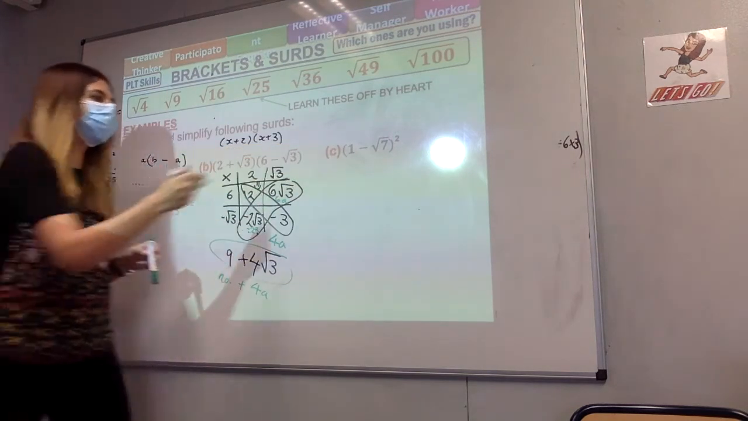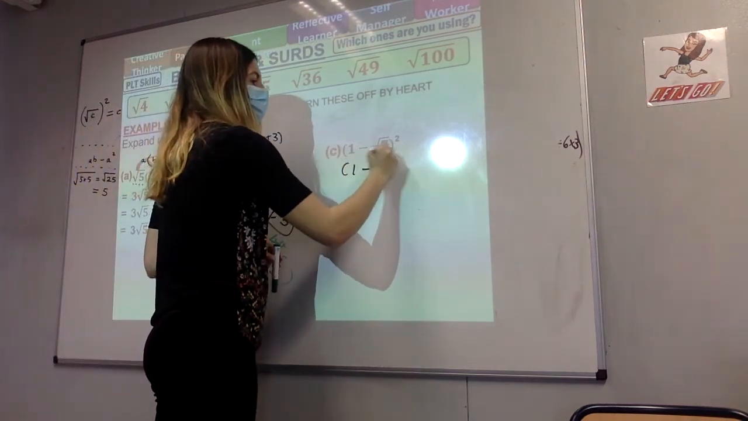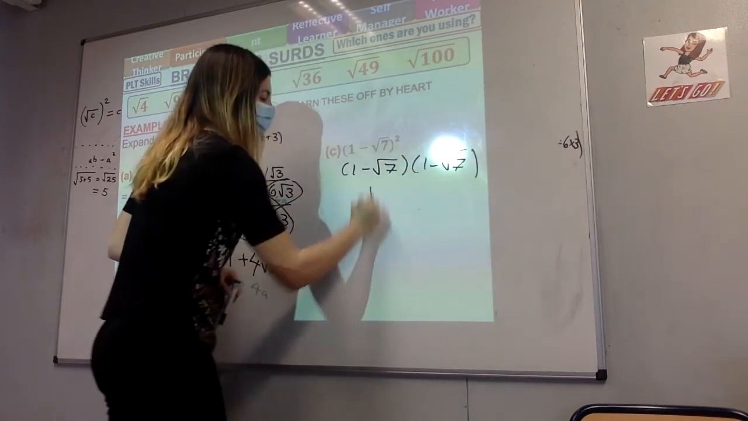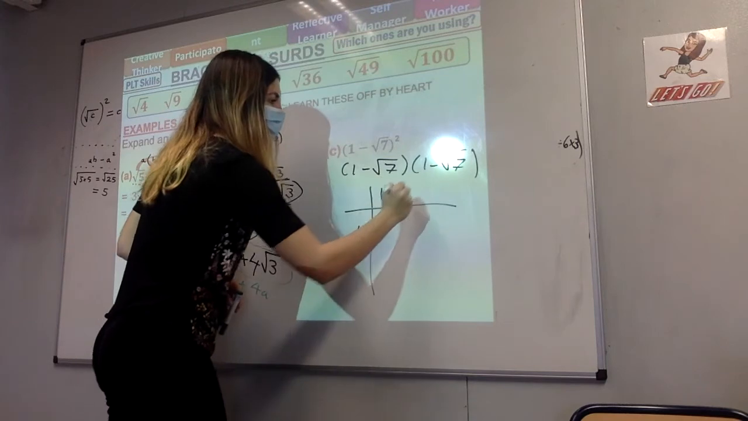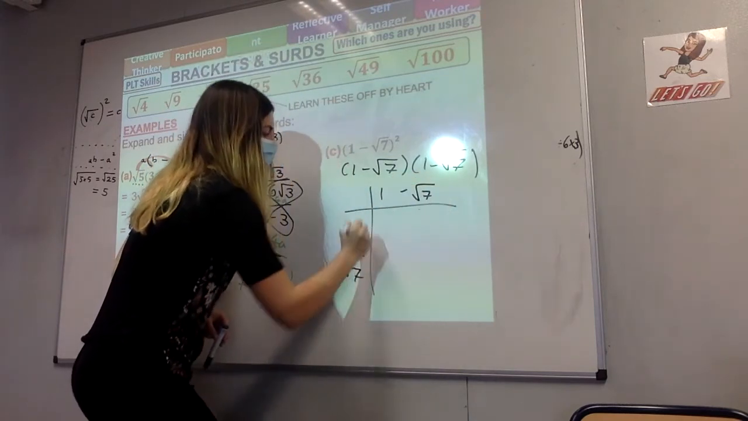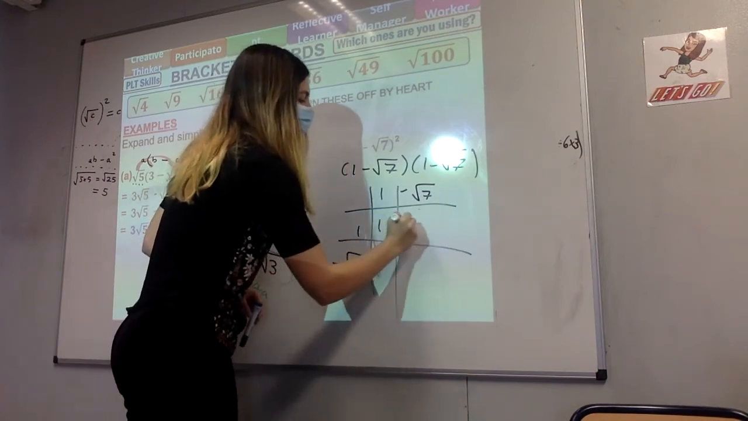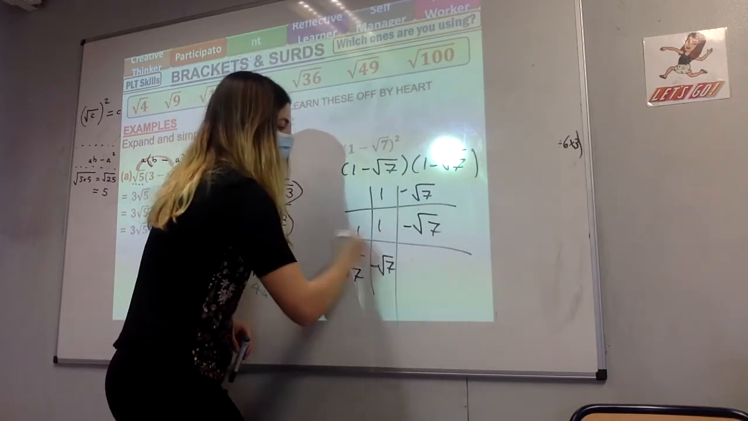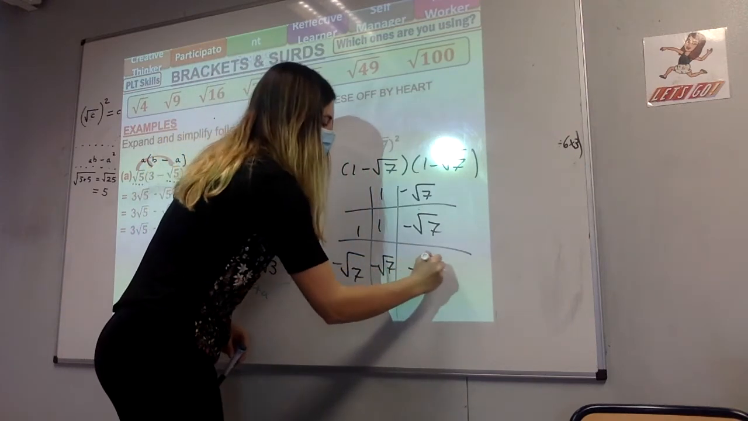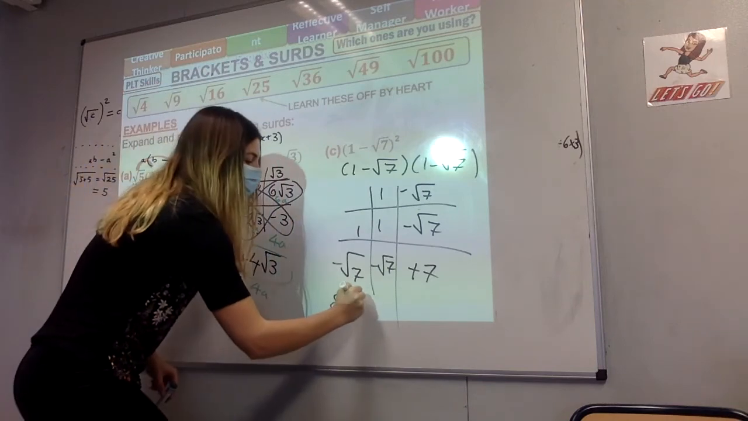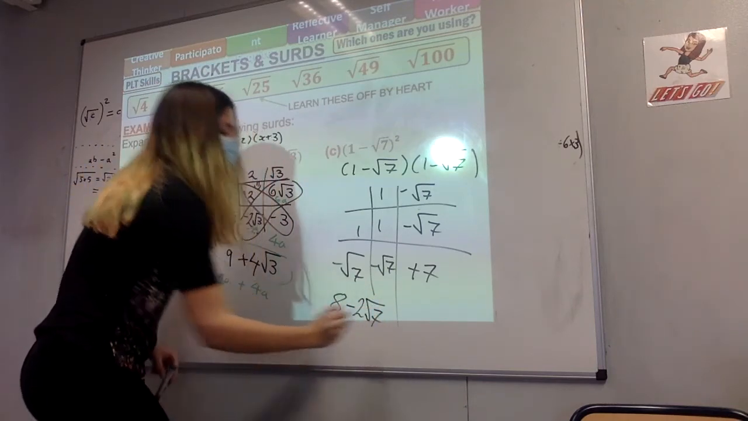Yeah. Okay, so when we're doing this one, it's going to be 1 minus square root of 7, 1 minus square root of 7. I'm going to go through this one a little bit quicker. 1, 1, square root of 7, square root of 7. And then what we're going to have here is 1 minus square root of 7 minus square root of 7. Then we're going to have minus times a minus is a positive, positive 7. 1 plus 7 is 8. 8 minus 2 lots of the square root of 7.